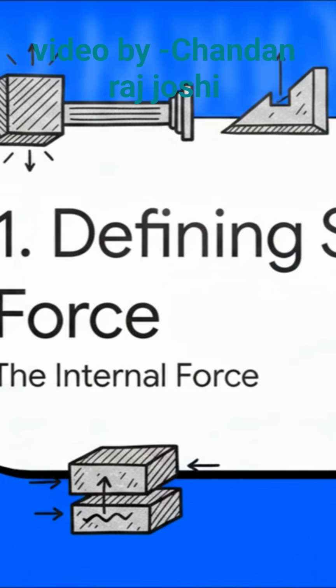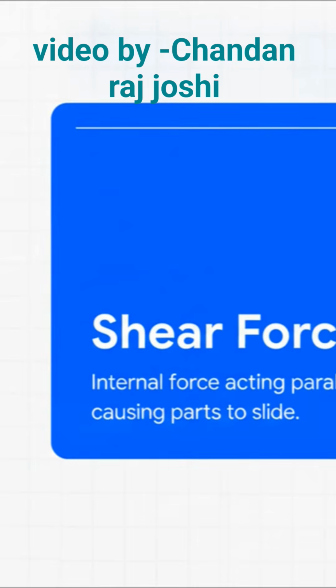Section 1. Defining shear force. So, what is it? Well, at its core, shear force is an internal force acting parallel to a cross-section, and it's actively trying to make adjacent parts slide against each other. Imagine taking a deck of cards, right? You push the top half one way and the bottom half the absolute opposite way. That exact sliding action, that's what this force desperately tries to do to solid steel and concrete.